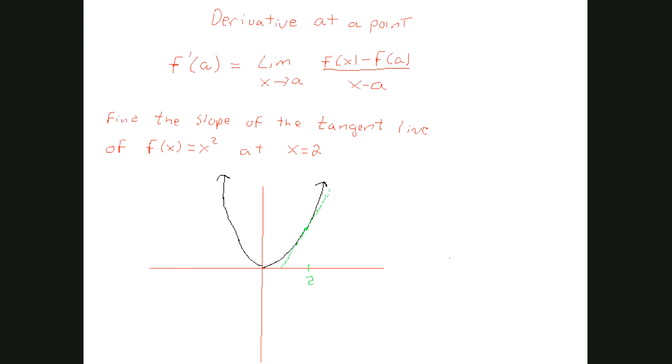The derivative at a point, and I just did this problem here. If I wanted to find the derivative at a point, I can use this formula, f of x minus f of a over x minus a, the limit as x approaches a. Or you could use the other one as the limit as h approaches 0. It's the same thing. It is the very same thing.